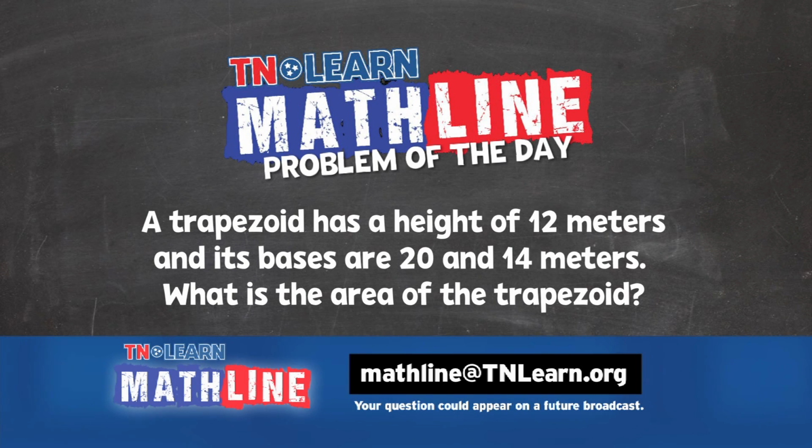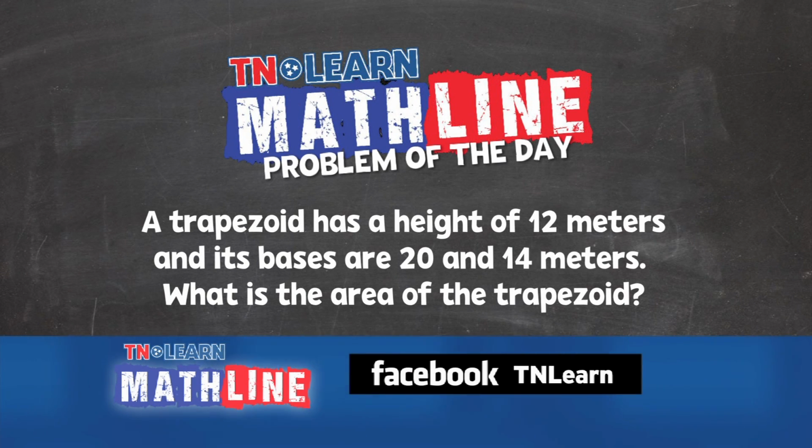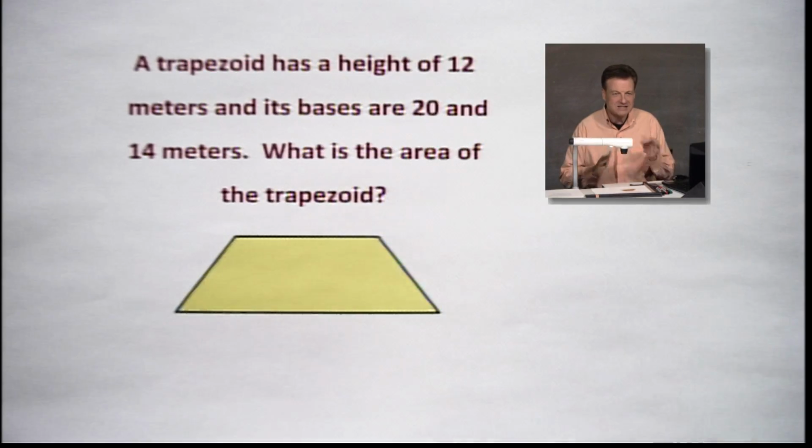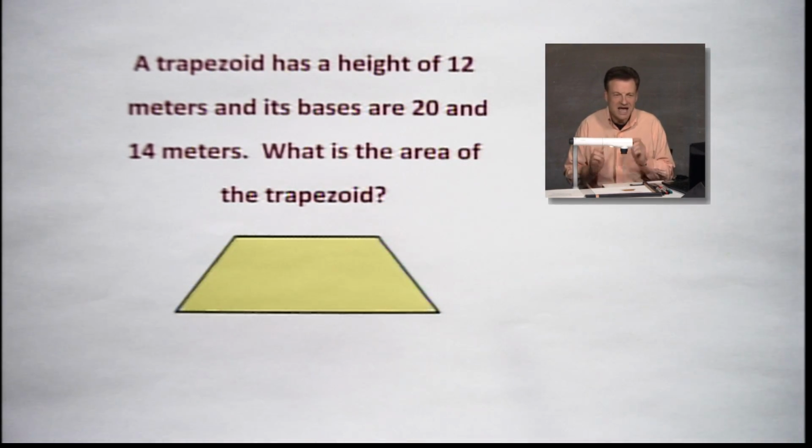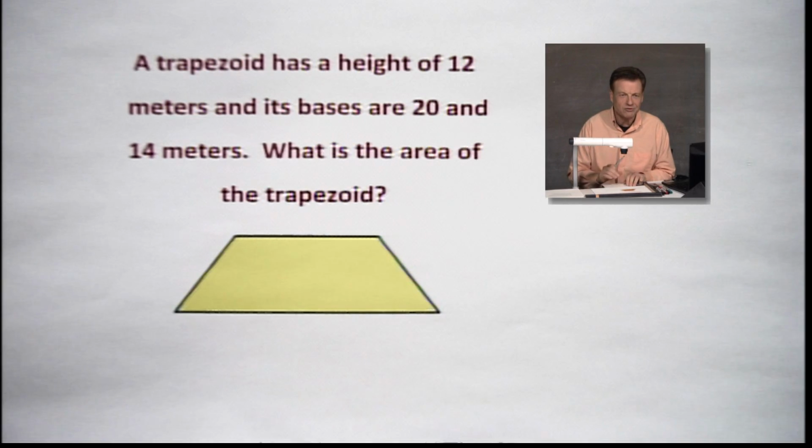Wow, it's a mouthful, isn't it? A trapezoid has a height of 12 meters, and its bases are 20 and 14 meters. What is the area of the trapezoid? Well, let's analyze this problem and see how easy it is. Oh man, a picture does make a difference, doesn't it? Some of you are wondering what a trapezoid is. That's what it looks like somewhat.